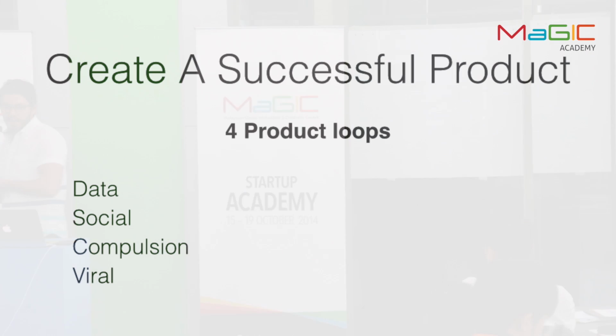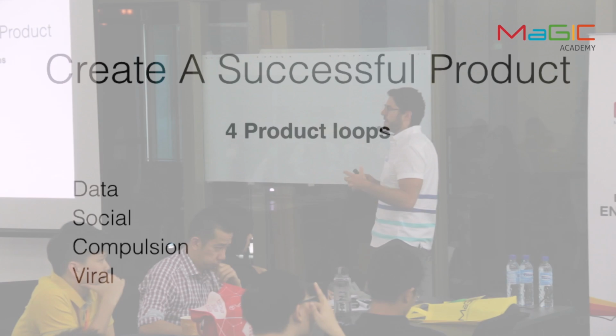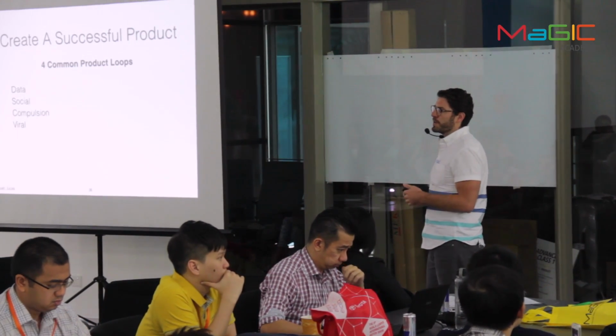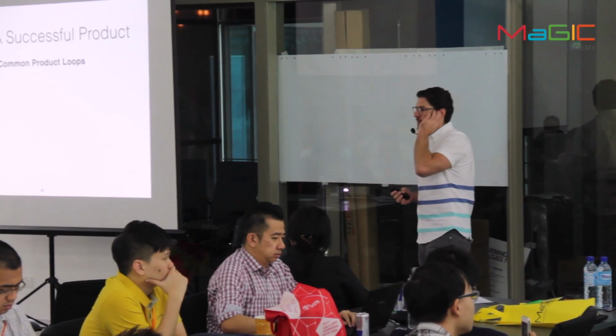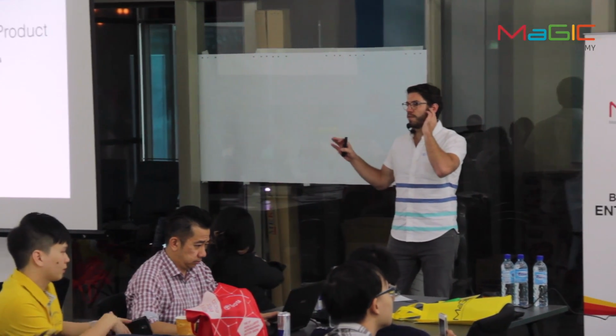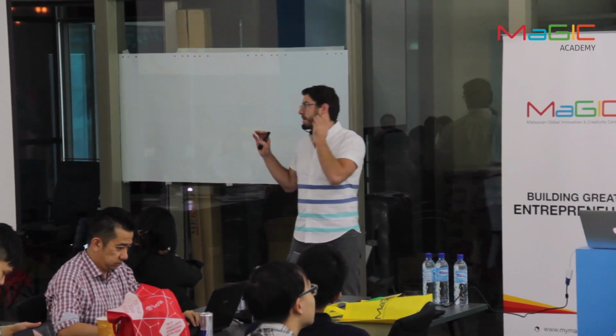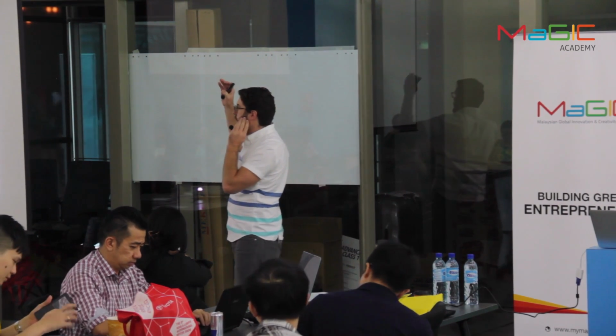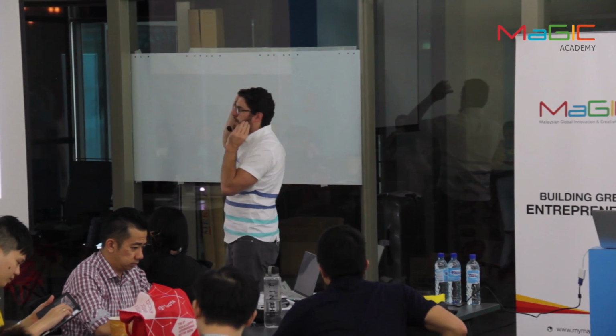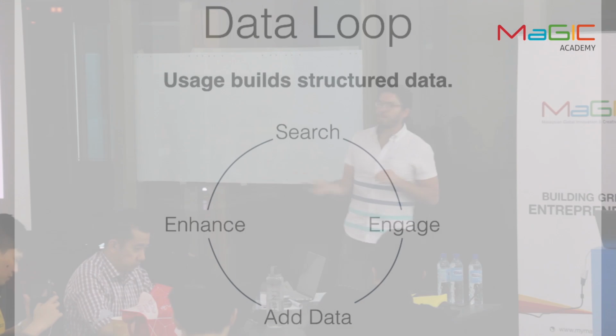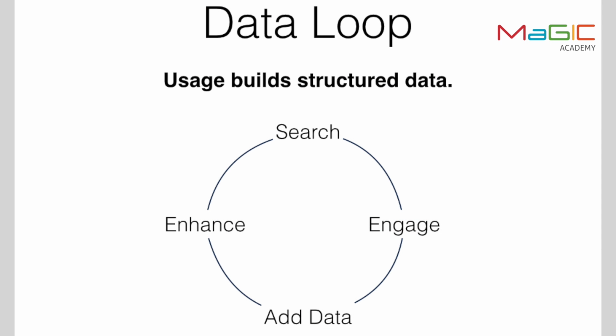Okay, so now you want to create a successful product. These four loops, as I think of them, aren't the only things that make up an app, but they're really good ways to think of functionality and what you want to lay out in terms of the roadmap, in terms of what the vision is for your app. So we'll just go through them: there's the data loop, the social loop, compulsion, and viral. And data is actually broken up into two different loops.